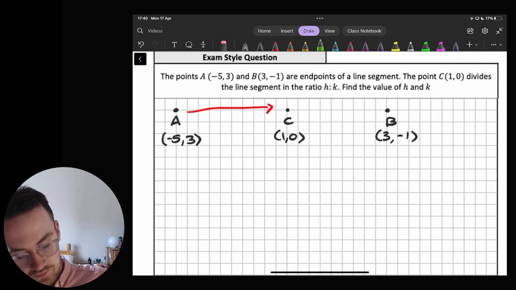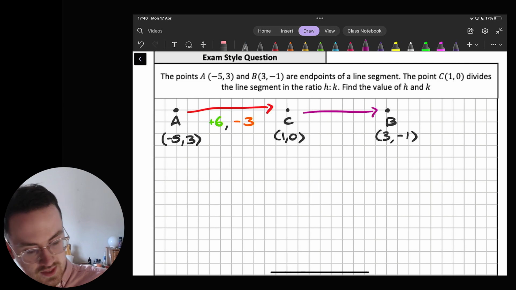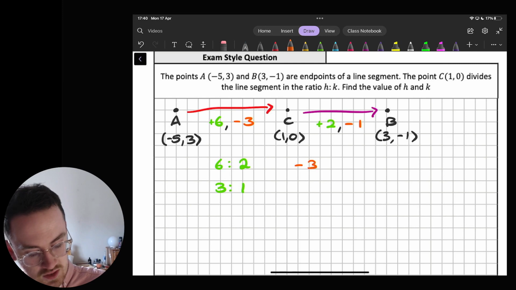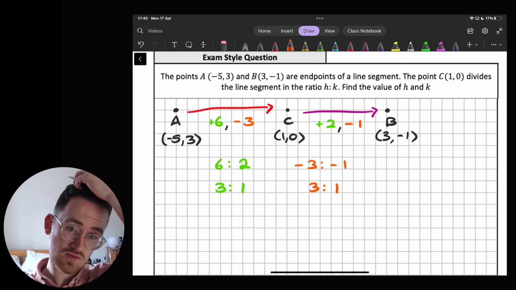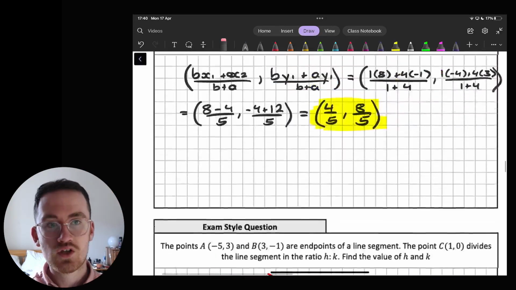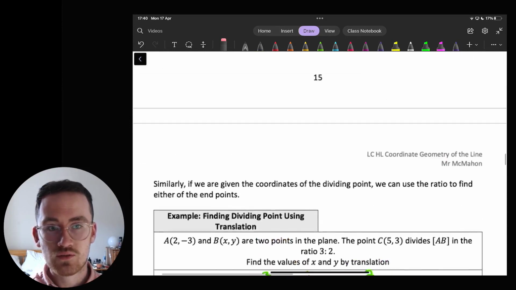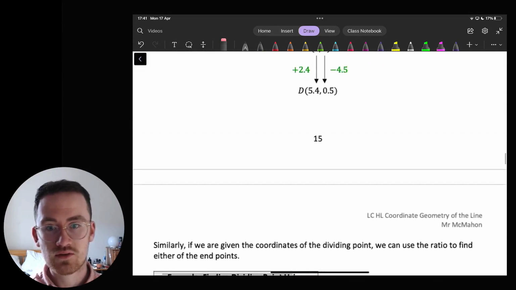I need to add 6 to the x coordinate, and I take away 3 from the y coordinate. Then looking at going from C to B, I would add 2 to my x coordinate, and to my y coordinate I take away 1. Okay, putting these ratios together, 6 is to 2 can of course be broken down to 3 is to 1, and in the same way my -3 is to -1 can be simplified to 3 is to 1. So it makes it just a bit easier for us really to stick with that translation one. So I suppose generally it's making sure you're happy with that formula, that you're happy with the translations, and that you can make those adjustments for yourselves then.